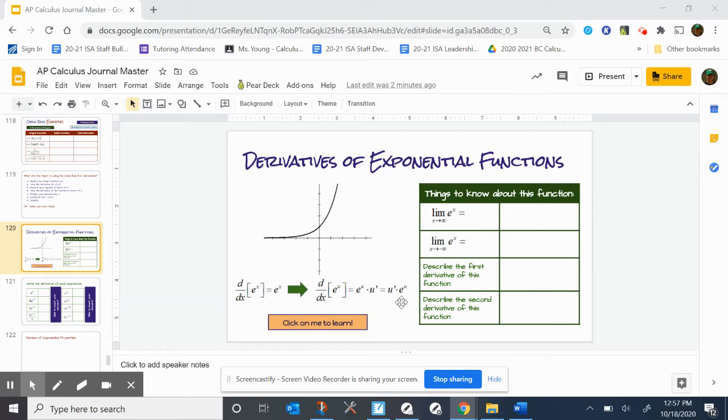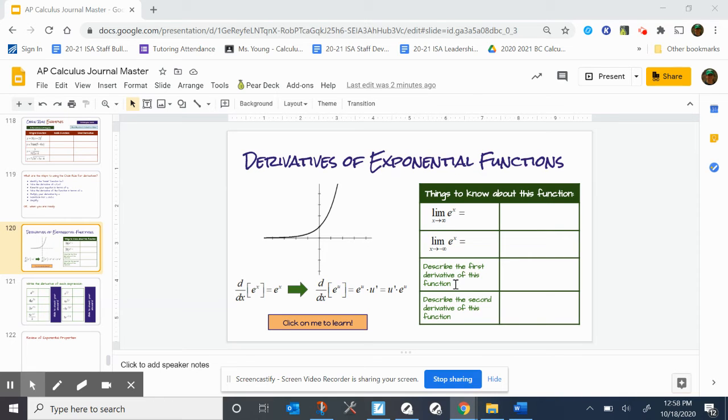So some things to know about this function. If I take the limit as x approaches infinity, I'm going to get infinity. This graph goes up forever. So as you head to the right, the graph is hugely tall. As I head towards the left of e to the x, I am actually approaching a y value of 0. There's an asymptote on the x-axis. So I'm headed towards a height of 0 as I head towards the left.